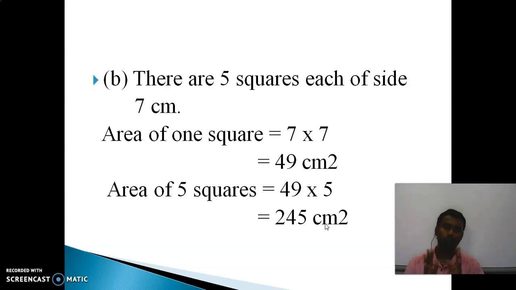Okay, so how to find this kind of problem? Don't get confused. They give one figure, so just take a pencil and split it into a number of triangles or rectangles, or squares and rectangles. You can make either squares or rectangles, or a combination of rectangles and squares. Then after cutting, you have to find the side values. Finally, if you multiply, you will get the answer.